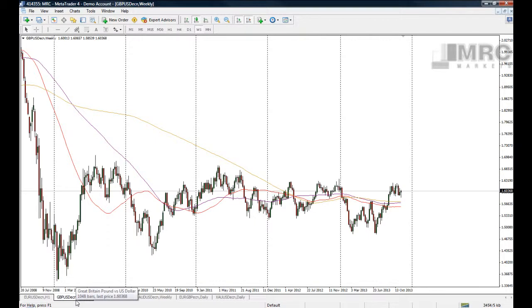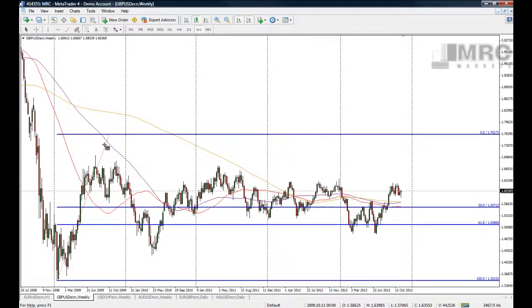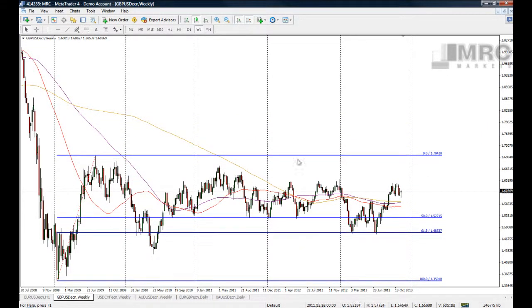Right, let's have a look at cable. This is the weekly chart. Now we won't spend too much time on the weekly because it's a very long-term chart. We've spoken about this fib multiple times. It's technically in play, a key double bottom there off this 61.8, and we're rotating higher.